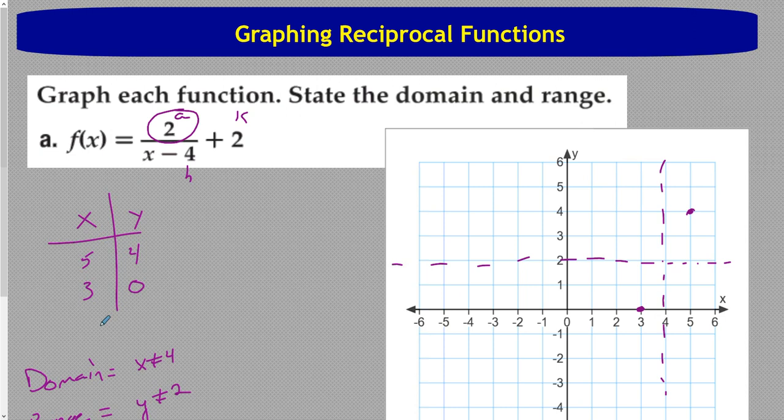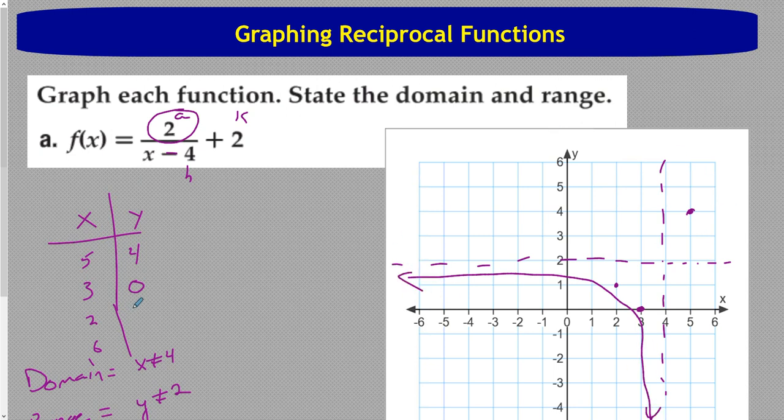Let's do maybe 2 and 6, just to see what those would be. So 2 minus 4 is negative 2. 2 over negative 2 is negative 1. Plus 2 is 1. So at 2, we're at 1. So you can see that this one's going to look something like this. I apologize for my bad graphing skills, right? And it's going to get closer and closer to those lines forever.